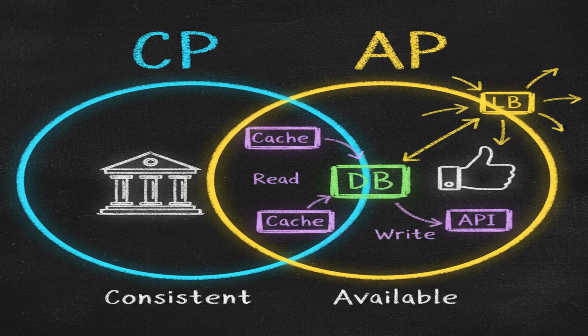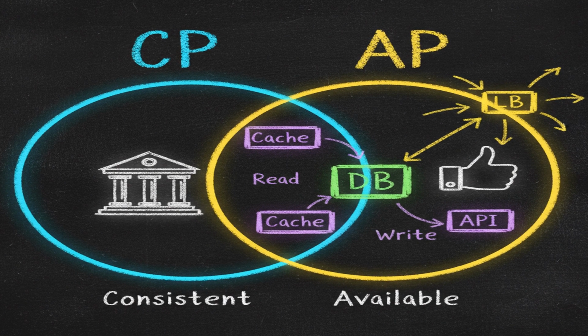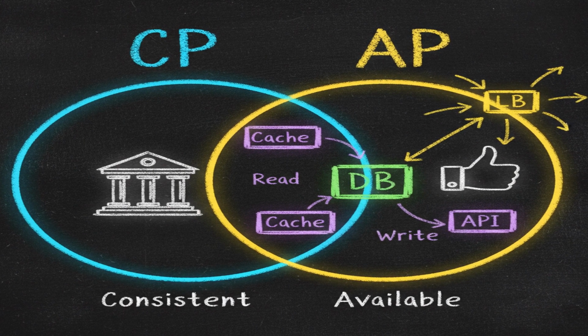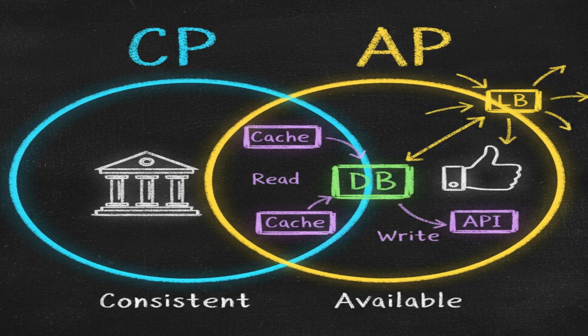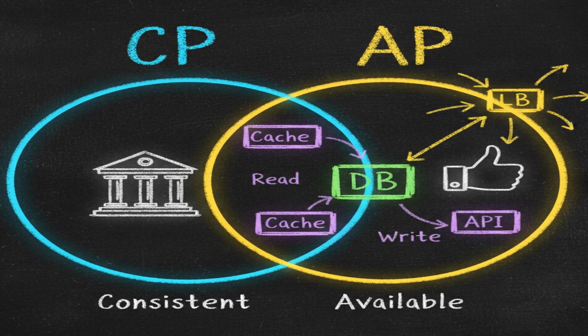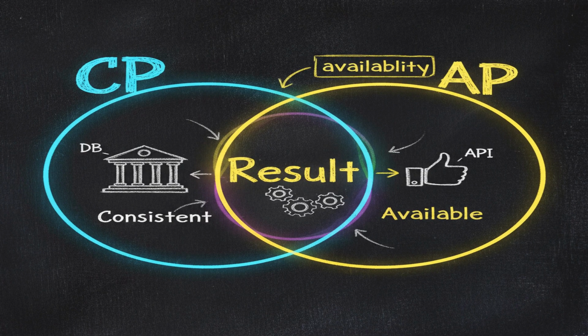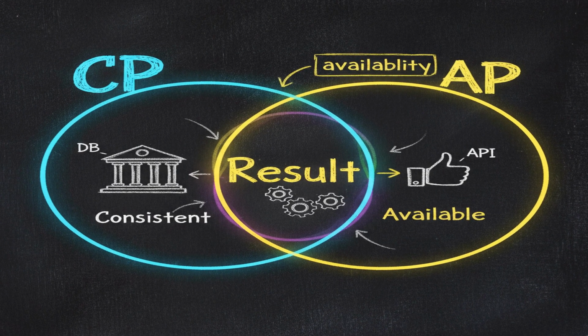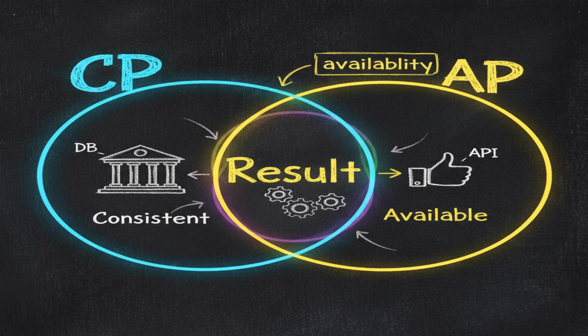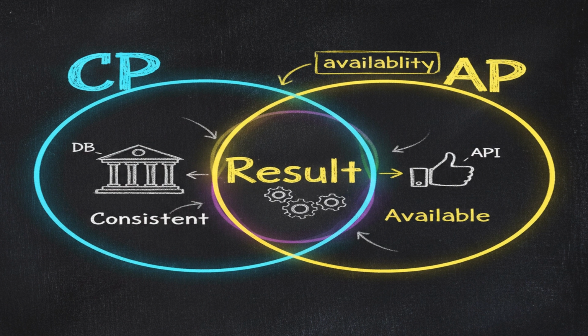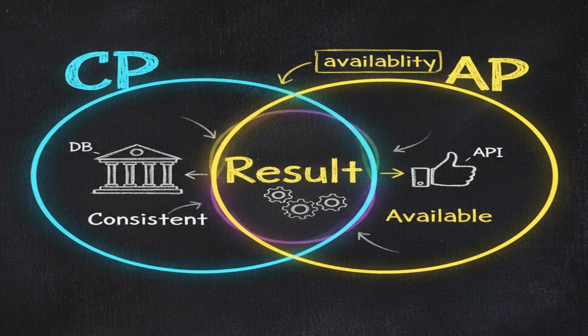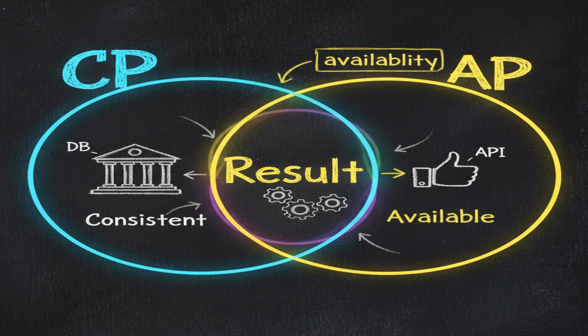A CP system prioritizes consistency. If a partition occurs, the system might refuse writes to maintain consistency, like in a banking system where double spending must be prevented. An AP system prioritizes availability. During a partition, the system continues to accept writes, potentially leading to inconsistent data, which is acceptable for social media feeds. Remember the millions of users impacted by the Netflix outage?